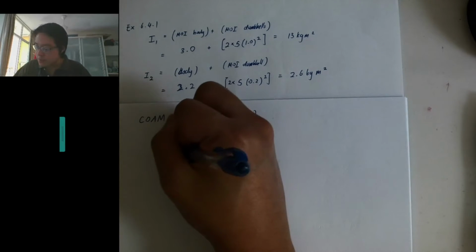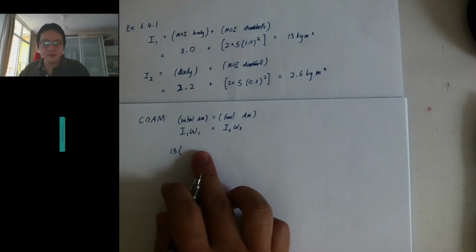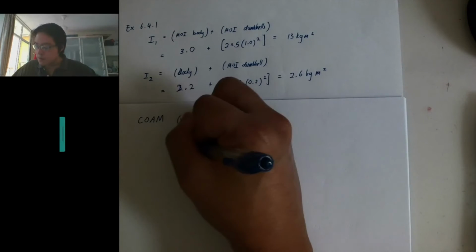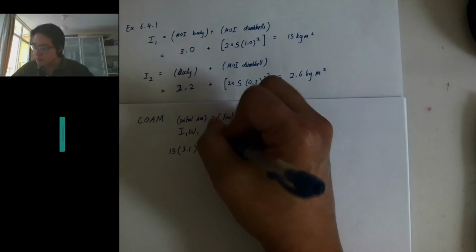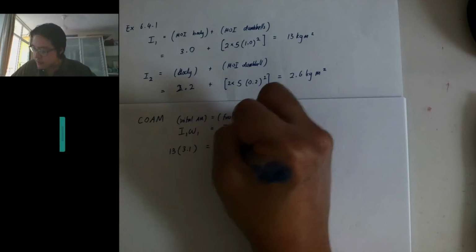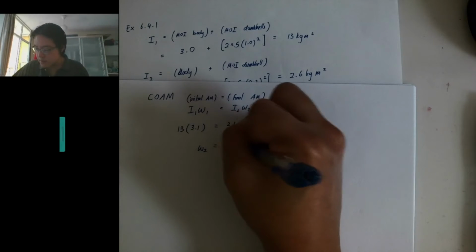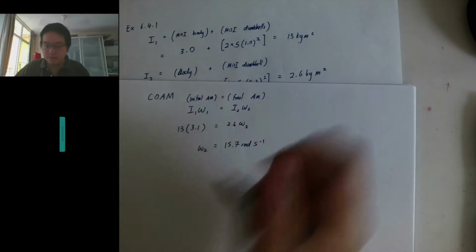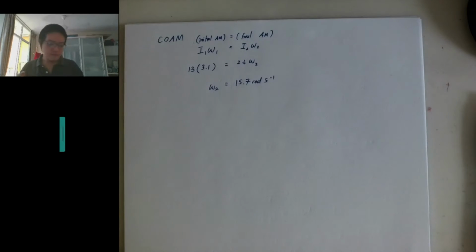So initial I we calculated already is 13, and then omega 1 is given to be 3.1 radians per second. After he brings the hands into the body, I is 2.6, and then omega 2. So from here we can calculate omega 2, which is 15.7 radians per second. Okay, clear so far? See what you guys are saying?